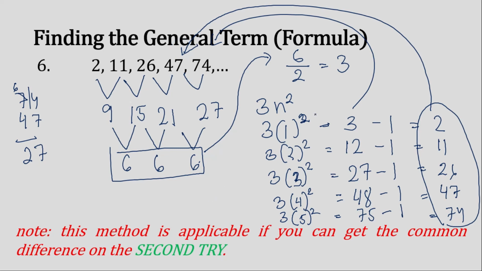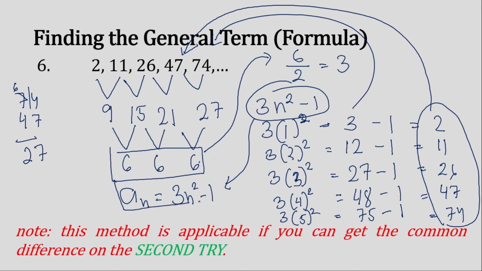So now, what we're going to do is to subtract 1 from this equation. And now we can get the final answer, that is a sub n is equal to 3n squared minus 1. So this is now the final answer. So that is how we answer this kind of question.